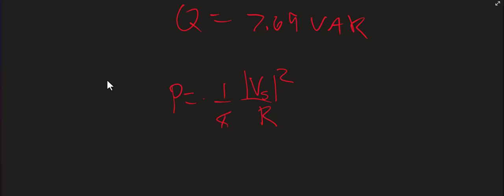One of the reasons that I avoid using these is because people get confused about what this means. This means the magnitude of V, just the magnitude, and R means just the real part of the impedance. Using this formula works just fine, and it's plenty easy, but you have to remember what all of those things are. And the magnitude of VS squared is not exactly the same as VS squared.